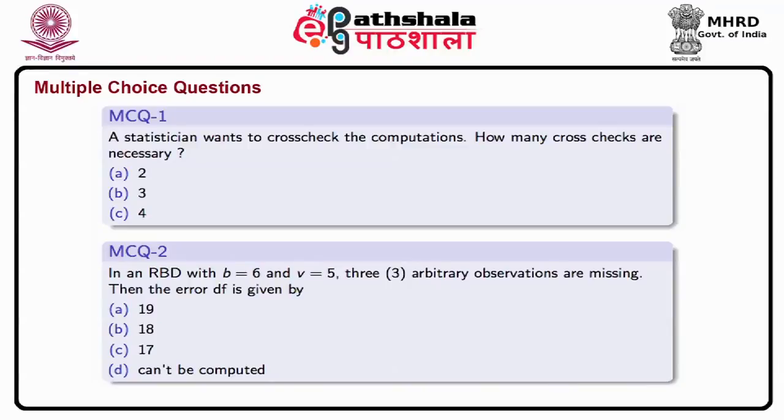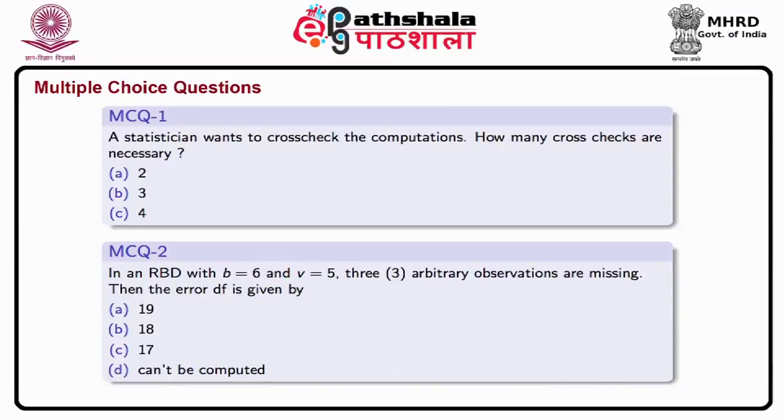And then due to blocks will be 6 minus 1, 5. And due to treatments will be 5 minus 1, 4. So 1 is 5, other is 4. 5 plus 4, 9. From 29 you take out 9, you get 20. Without any missing observation, error degree of freedom was 20. That much I can see. It's a simple computation in an RBD framework.